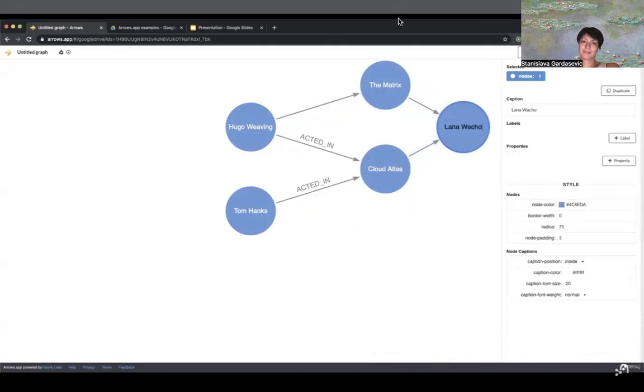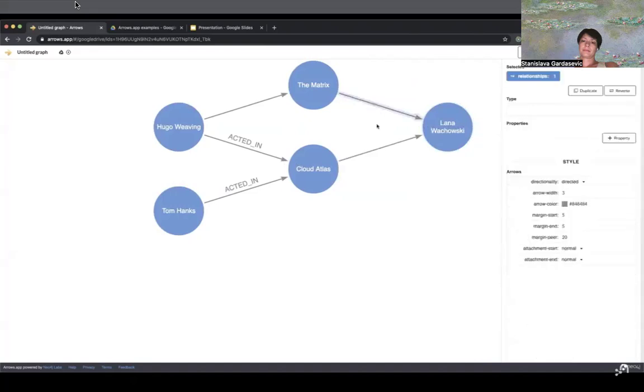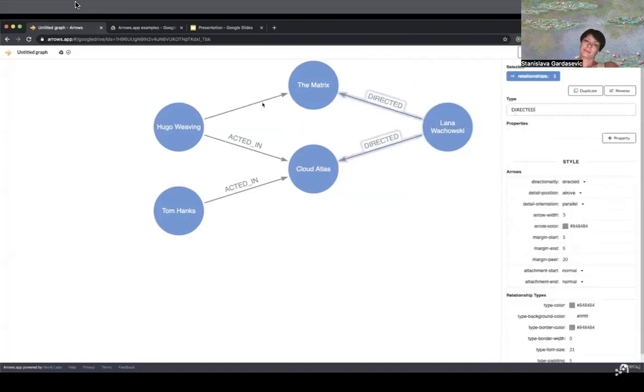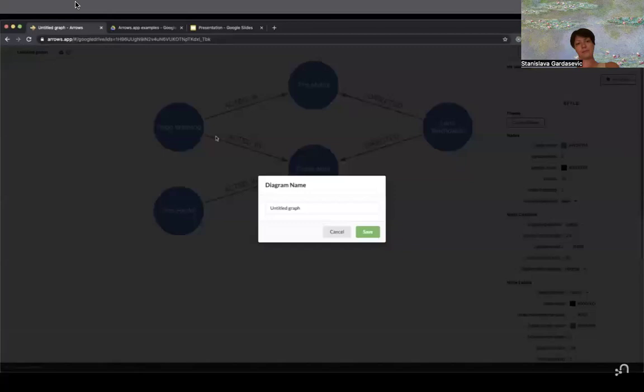Type in the name. Let's just line that up to look nice. We need to reverse these relationships. There's a directed relationship here and ACTED_IN on the left hand side. Now this is looking good enough to share, so let's give it a name.